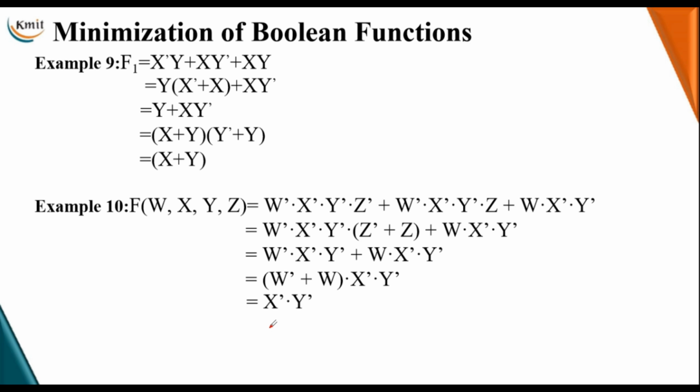So using Boolean laws and theorems, we minimize functions to the minimum number of literals. With a smaller number of logic gates, we can implement or design the digital circuit. In the next class, we're going to learn about function representation using standard and canonical forms.